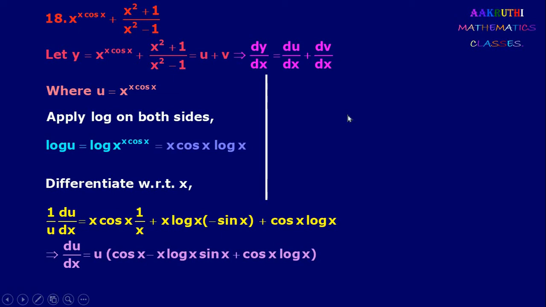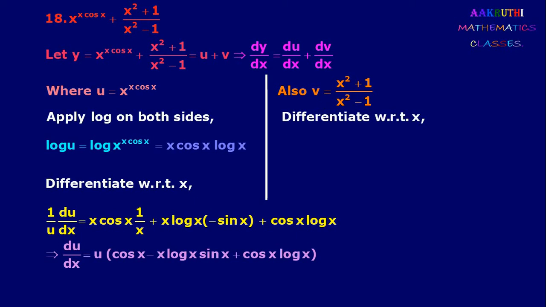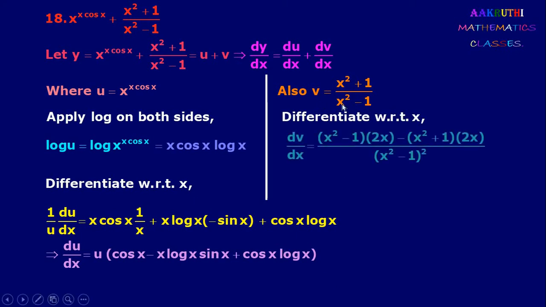Now again we find dv by dx. Now here v equal to x square plus 1 by x square minus 1. Now here also directly we can differentiate this, no need to apply log, it is u by v rule. Now differentiate with respect to x, we get dv by dx equal to, first you write denominator, it is x square minus 1, and here differentiate the numerator, x square plus 1 differentiation is 2x, minus numerator as it is, that is x square plus 1. Now differentiate denominator, x square minus 1 differentiation is 2x, and divided by denominator square, that is x square minus 1 whole square.